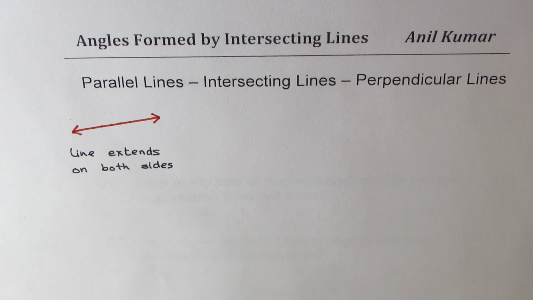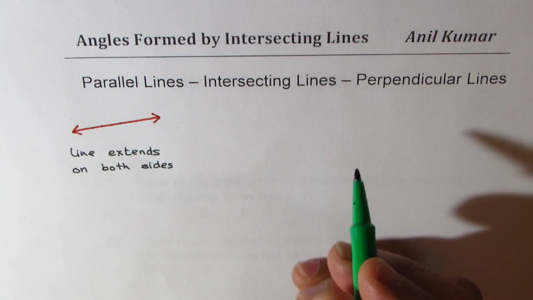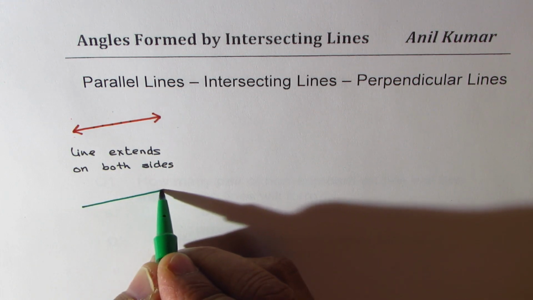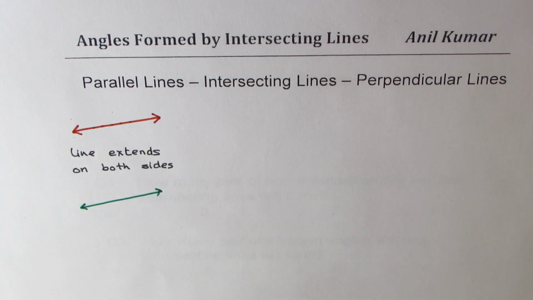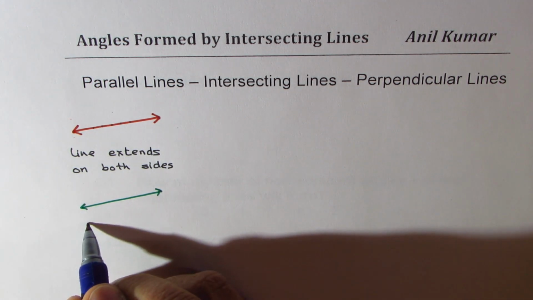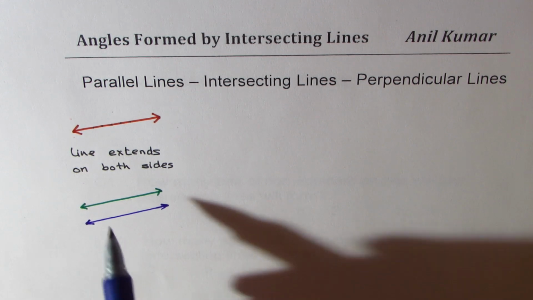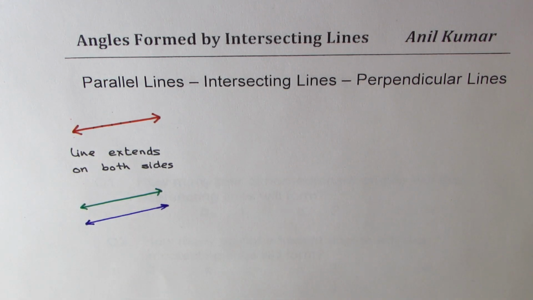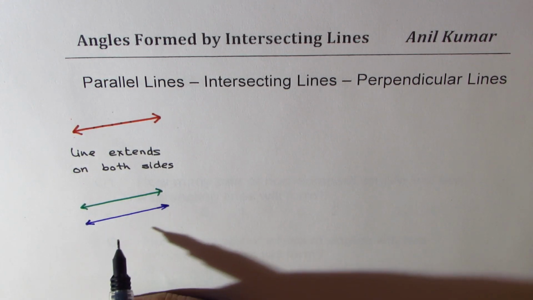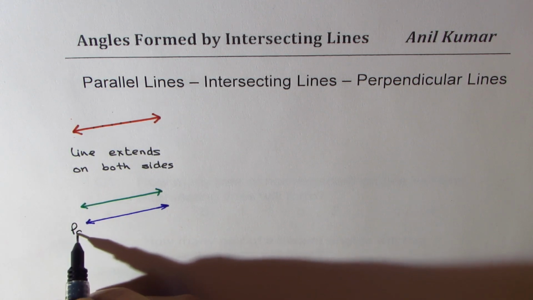Okay. Now let's talk about parallel lines. What are parallel lines? Parallel lines are the lines which do not intersect. For example, if I have a line like this and another line which is same distance away, so these two lines are parallel lines. So what we have here are parallel lines.